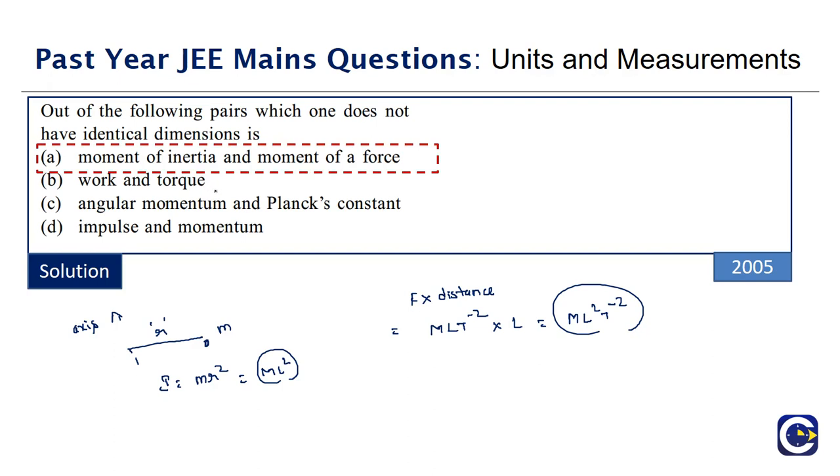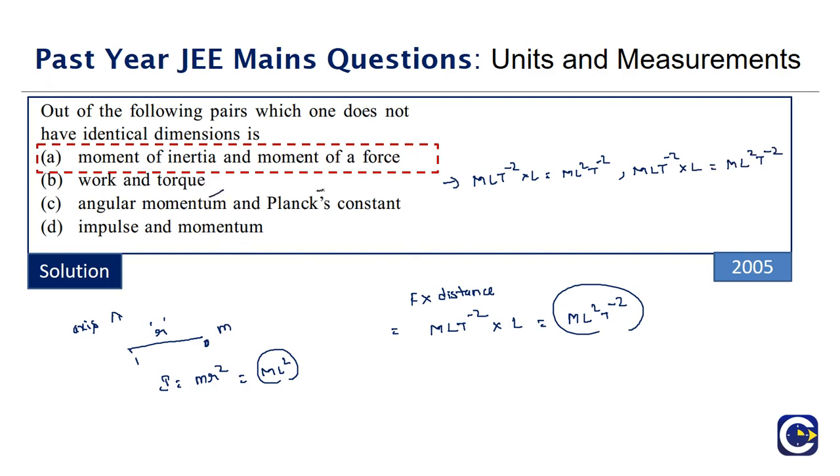So if we look at work and torque, work is the dot product between force and displacement, which means it will be having the dimensions of MLT^-2 into L, which is ML^2T^-2. And torque is force multiplied by the perpendicular distance from the point where you apply the force to the axis. So this also will have MLT^-2 force dimensions into distance L. So the overall dimension will be ML^2T^-2. So torque and work, they both will have the same dimensions.